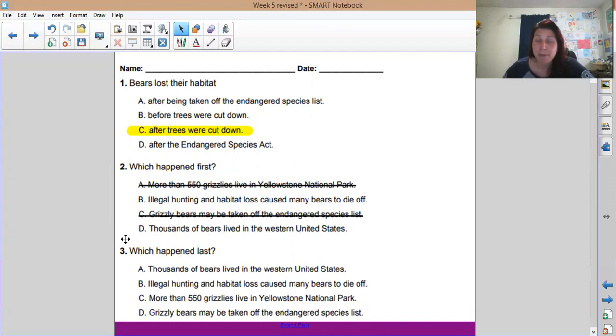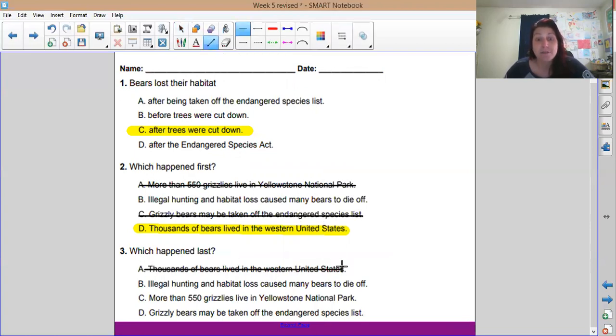Okay, which happened last? So let's go here and we can highlight our answer. Sorry, it's a little crooked. Which happened last? Thousands of bears lived in the Western United States. Well, right away we can cross that one off because we know that happened first, right? That's the same sentence we just saw up here. So obviously that's not something that happened last in the story.